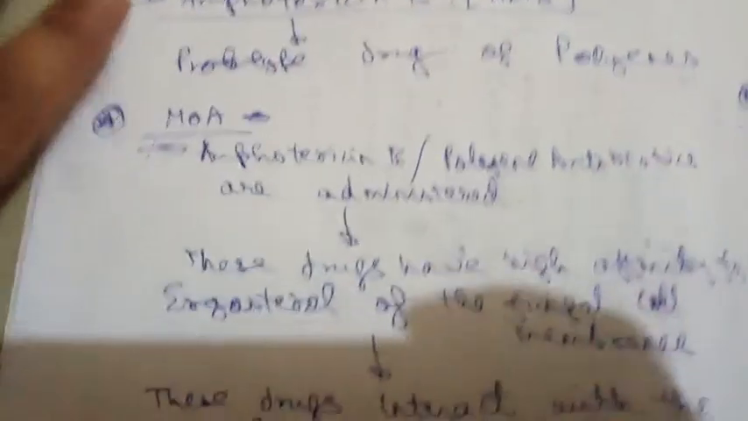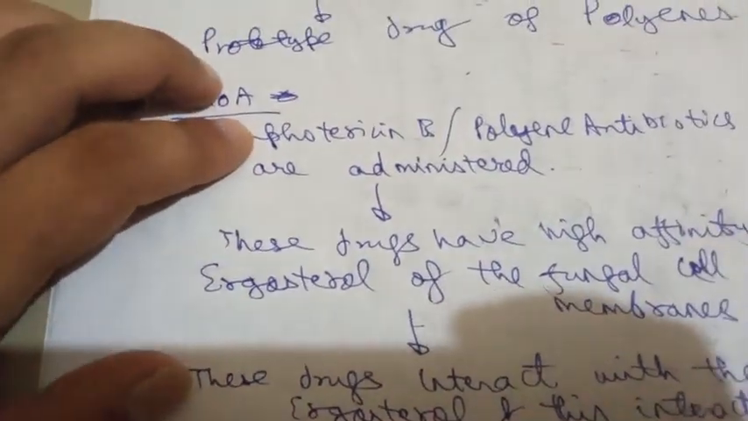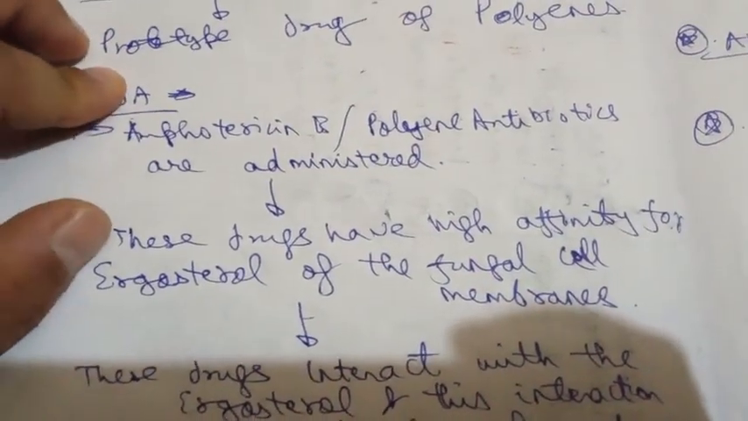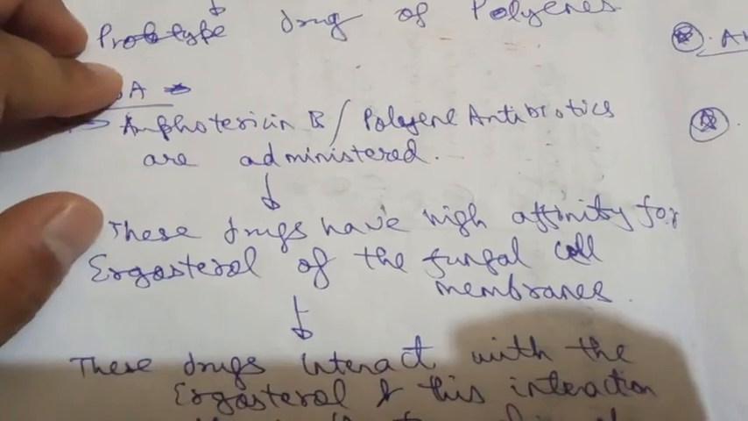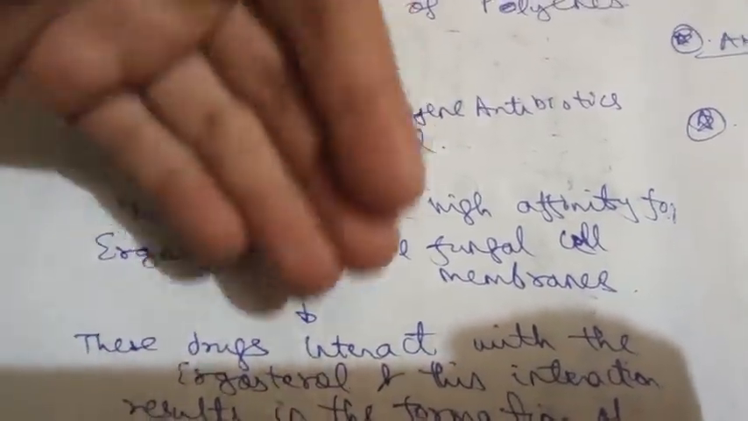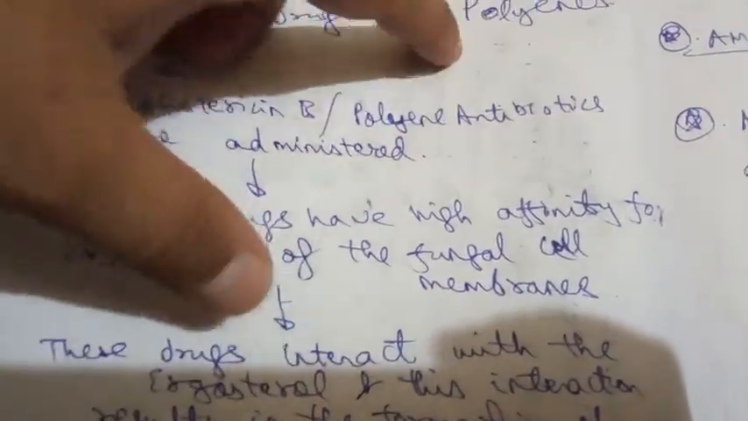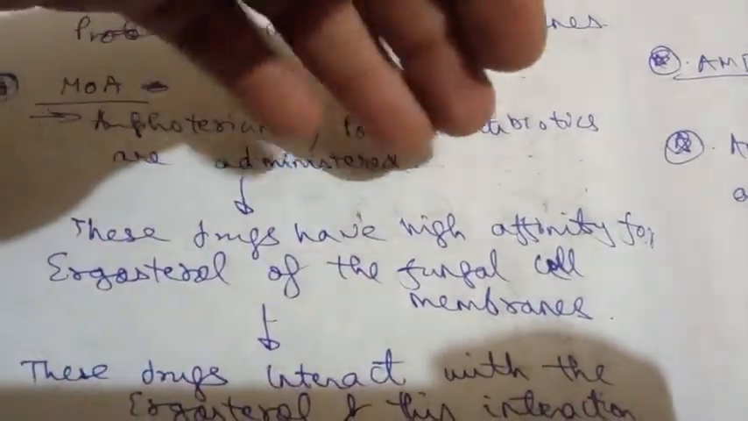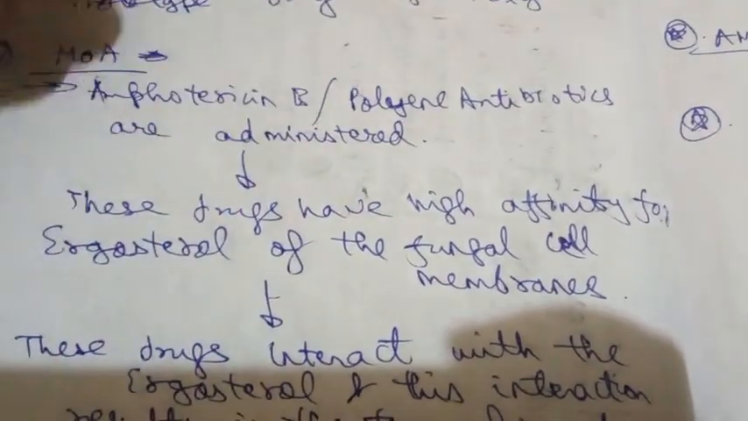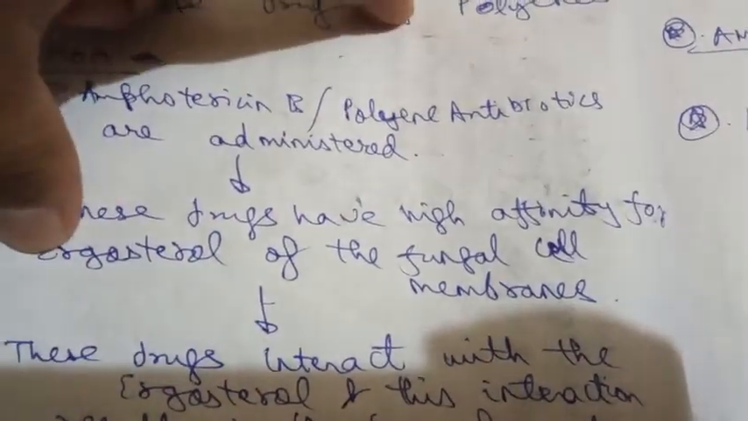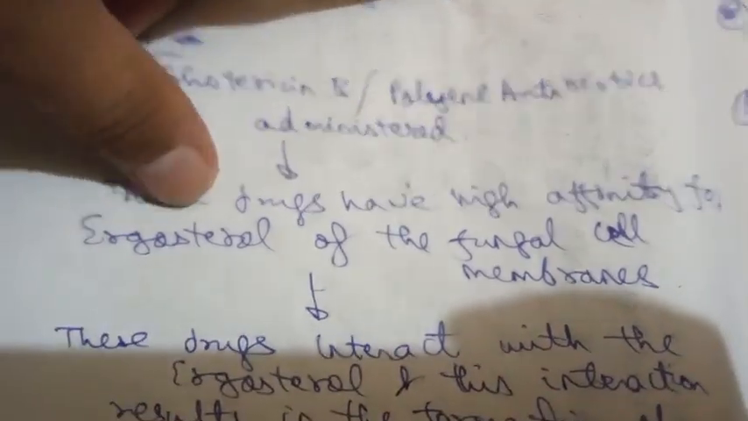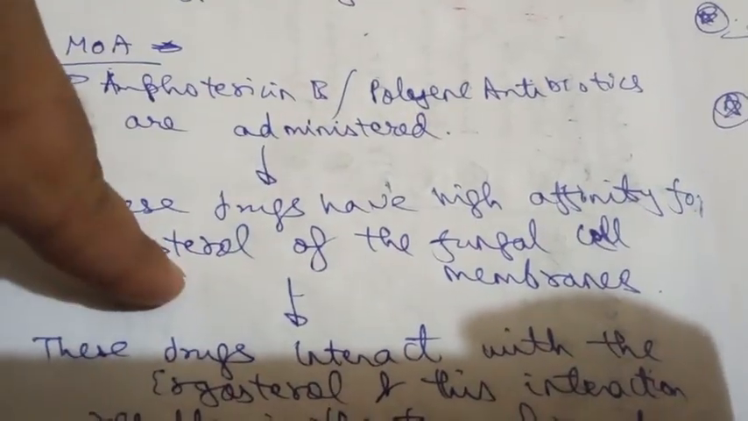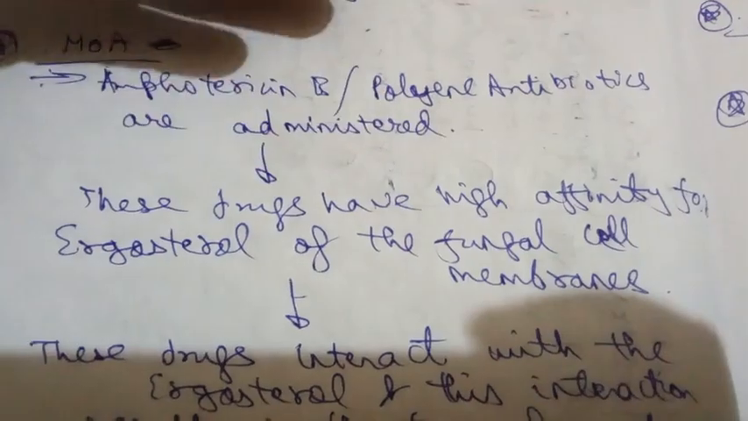Now, the mechanism of action. When amphotericin B or any polyene antibiotic is administered, these drugs will reach the site of fungal infection. They have very high affinity for the sterol of the fungal cell membrane. As you know, the sterol of the mammalian cell membrane is cholesterol, but the sterol of the fungal cell membrane is ergosterol. So they have very high affinity for ergosterol.